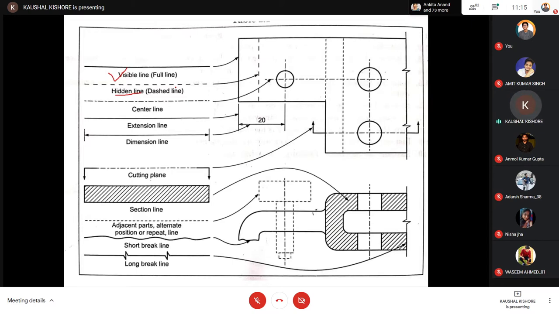Obviously, you have to draw some hidden line, which will not be seen directly from the front or the different side. So you have to draw the hidden line. So hidden line, or this is called the dashed line.